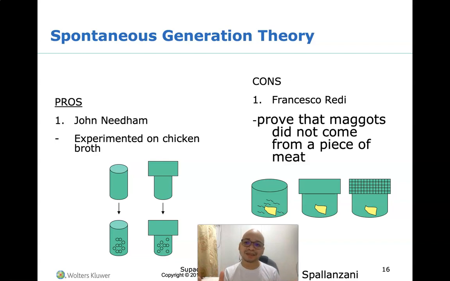Okay, so what's wrong with the experiment of John Needham? Well, the major flaw in John Needham's experiment is that he failed to sterilize the equipment. Because he failed to sterilize the equipment, the chicken broth, even before the incubation period, had already been contaminated. Which means that the lesson here is that whenever we do an experiment, we always use sterile equipment because we do not want any form of contamination.